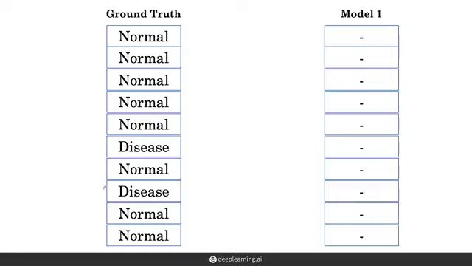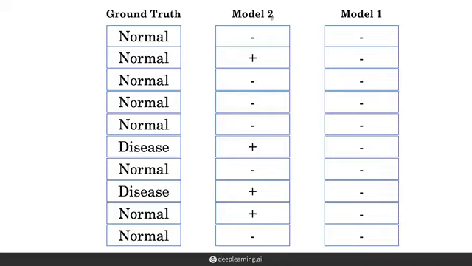Here we have a test set of 10 examples. 8 of them have the ground truth of normal, and 2 have the ground truth of disease. Let's say we have a model which outputs negative for all 10 patients. Negative here means the model is outputting the prediction of normal. This is of course not a useful model, but notice that it's getting all the normal examples right, so it's getting 8 out of 10 examples right, and thus has an accuracy of 0.8.